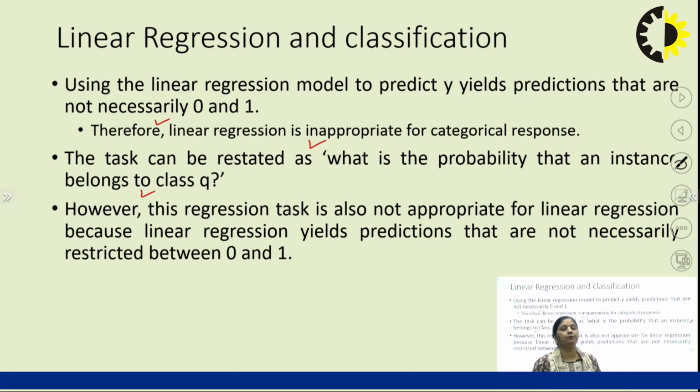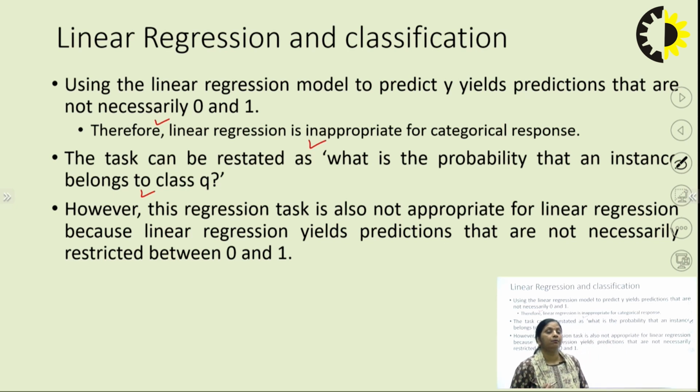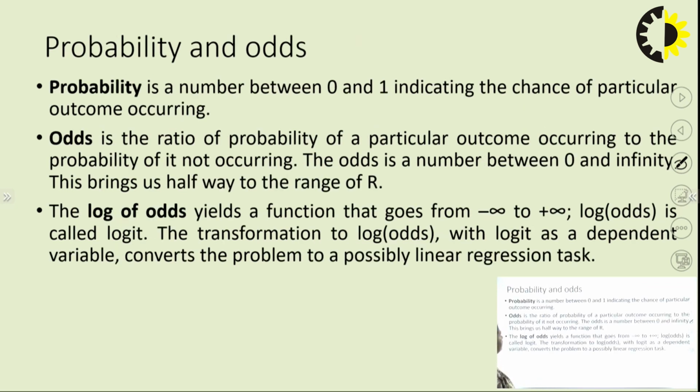It cannot be 2, it cannot be 1.5, but the linear regression equation can give you 1.5 in answer. Okay, so now we'll talk about logistic regression. So we'll define a few terms. First is probability. What we have actually done is restated our problem. Now we are finding the probability that a particular instance belongs to a class.